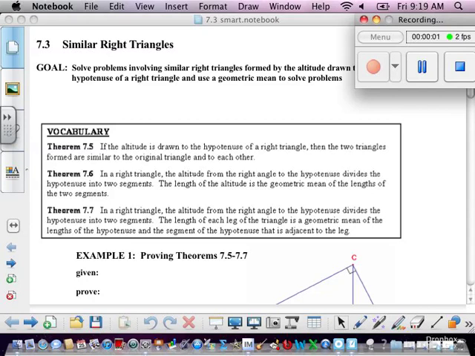All right, ladies and gentlemen, we're looking at 7.3. We're back to, remember last section was all about similar triangles? We're going to use similar triangles with right triangles to figure this out.